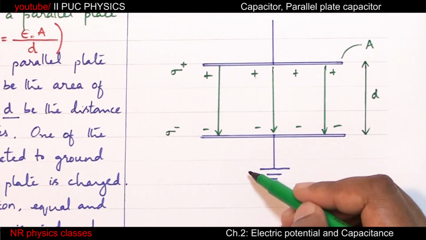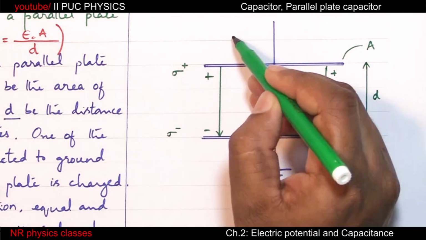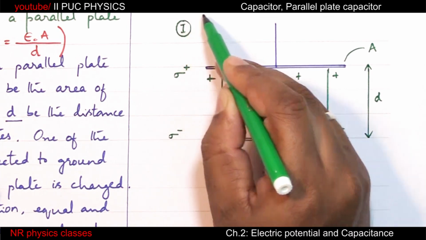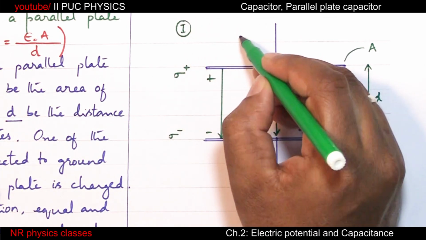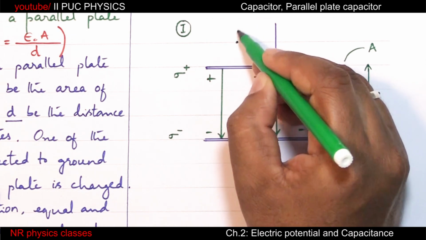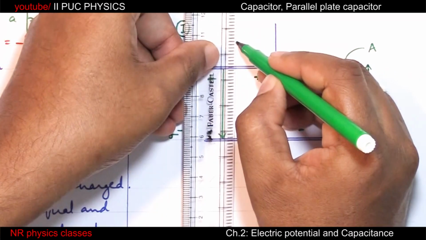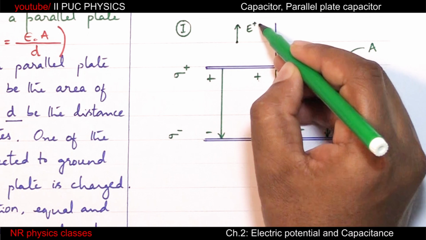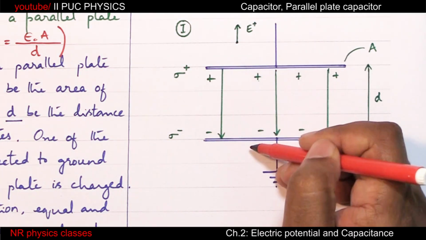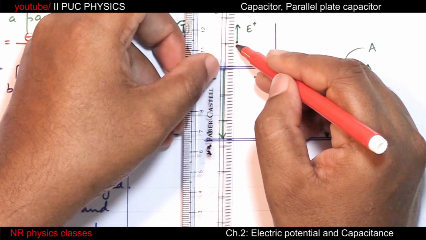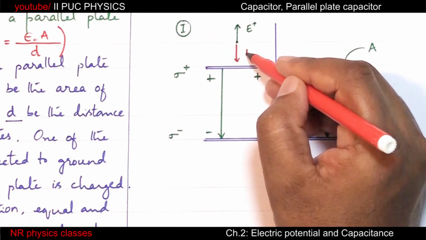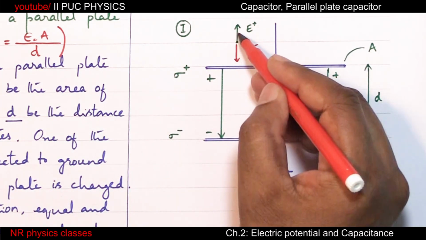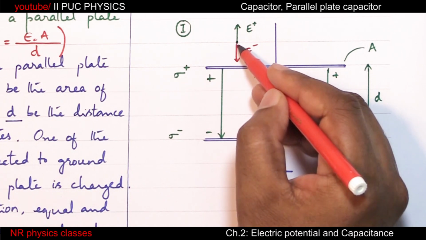Now observe, in this region, let us call this region 1. Because of the positive plate, the electric field at this point is away, meaning up. This is the electric field due to positive charge, E plus. Due to negative charge, the electric field is towards. So this is the electric field at this point due to negative charge. These two are equal and opposite, therefore the resultant field is 0.